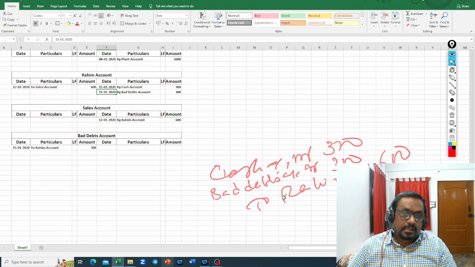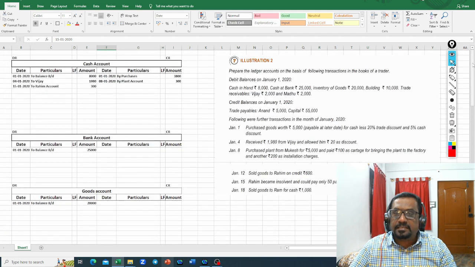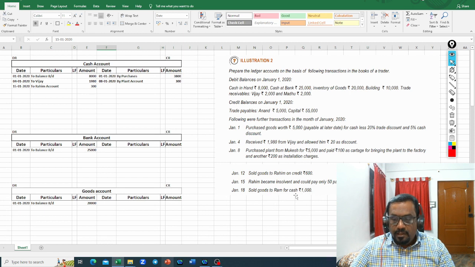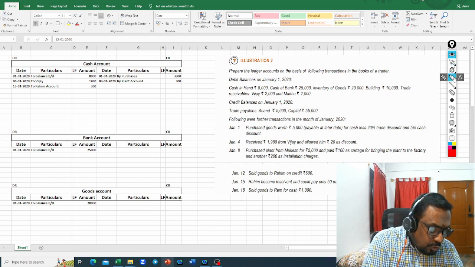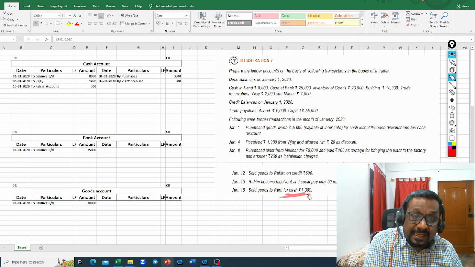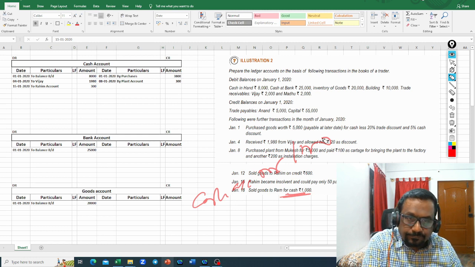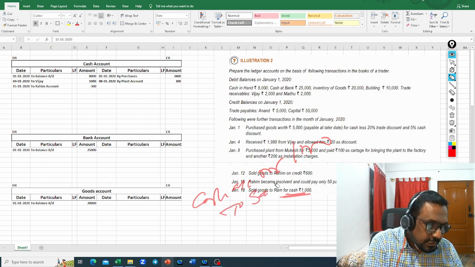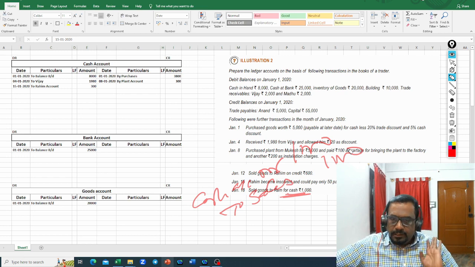Clear? Right. So this transaction has been posted. Now let us go up and see whether there are any transactions left. Yes, sold goods to Ram for cash 1000. When we sell goods to Ram, what entry do we put? Sold goods to Ram for cash, very important. We sold goods for cash. So cash comes in. So cash account debit 1000 to sales account 1000. This is how the entry is.